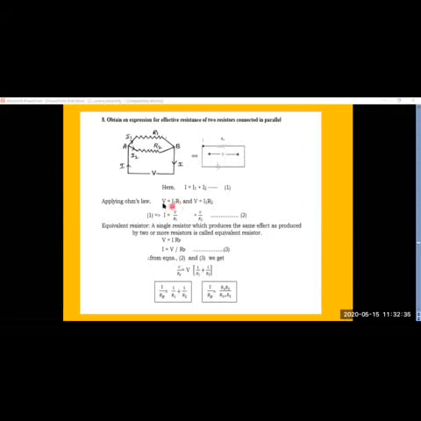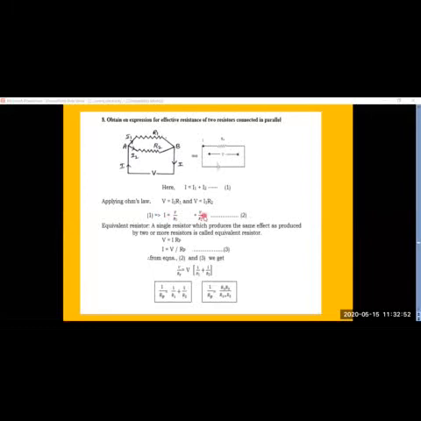I1 will be equal to V divided by R1. In the same way, I2 will be equal to V divided by R2. Substitute it here. I will be equal to I1, which is V by R1, plus I2, which is V by R2.